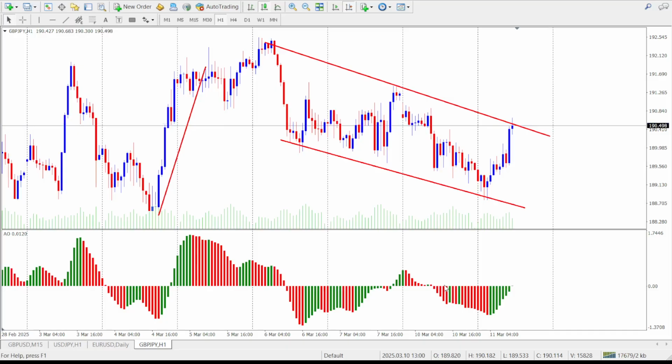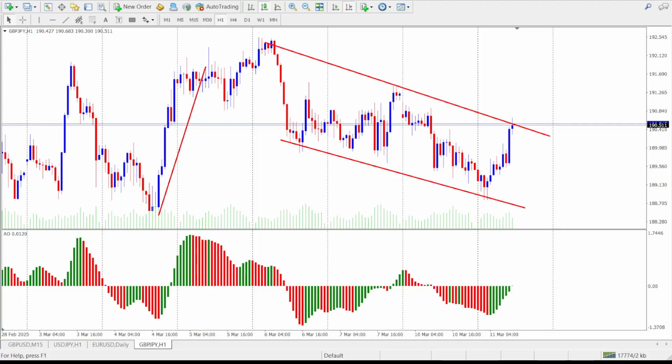Then the fourth step is to enter the trade. Once you have a crossover and confirmation, it is time to enter the trade. Okay, for a buy trade, you can enter as soon as the histogram turns green after crossing above the zero line. For a sell trade, you can enter as soon as the histogram turns red after crossing below the zero line.